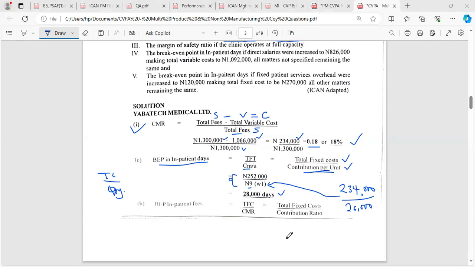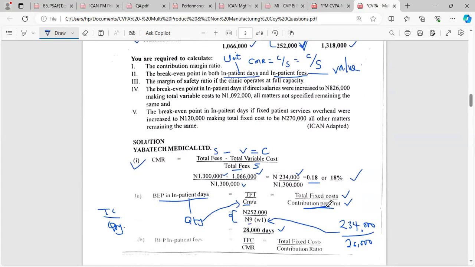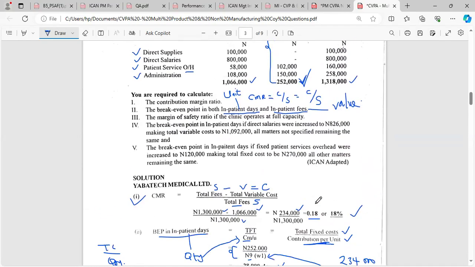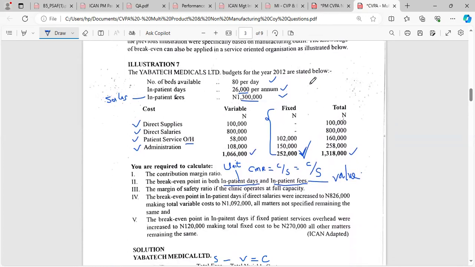So let me just do a quick recap on that. We are solving for break-even point in inpatient days. So I said view this inpatient days as quantity. That is why the formula is total fixed cost divided by contribution per unit, because for quantity, you make it a contribution per unit. So what's our fixed cost? 252,000. This is it here. Then what is our contribution per unit? We don't know what contribution per unit is, but we know how to get contribution. They did not give us contribution per unit expressly, but we know that our sales is 1.3 million.